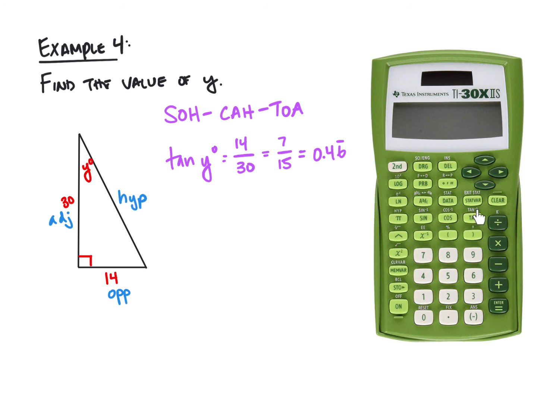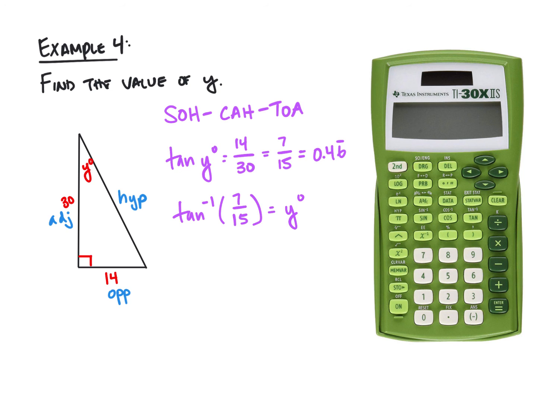And the way the inverse function works is I put in a value and it reports back to me what angle would have that value for that trig ratio, whether it's tangent or if I use inverse cosine or if I use inverse sine. So I'm going to type in my calculator the tangent inverse of 7/15, 7 over 15. And that's going to give me the value for angle y.